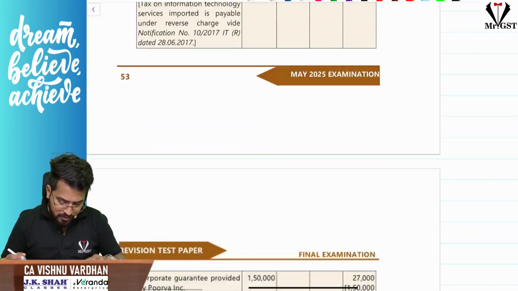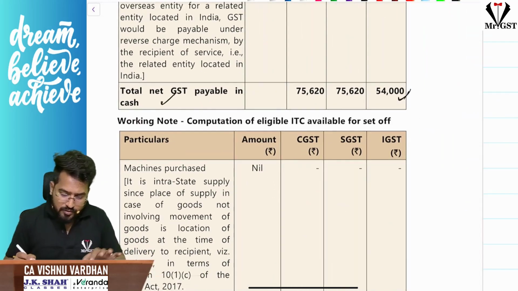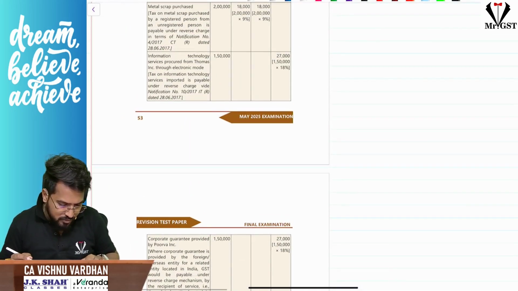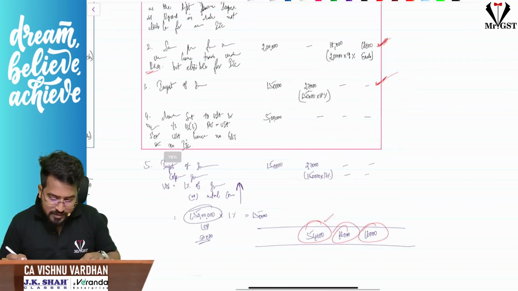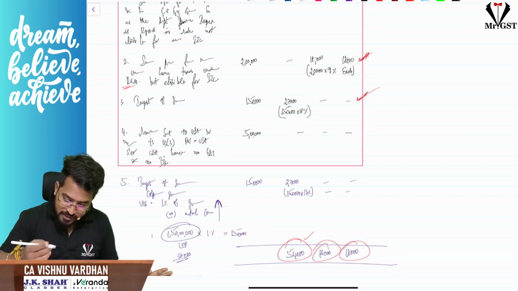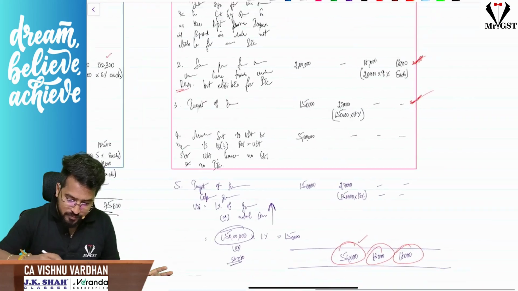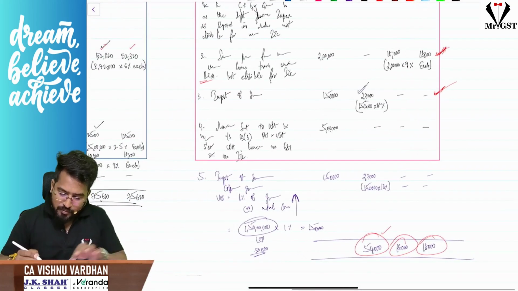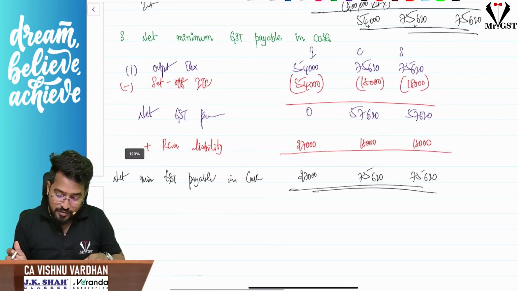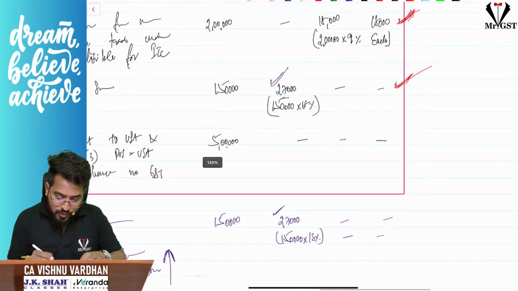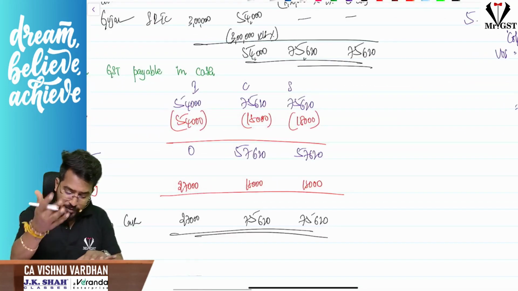So net GST payable, total net GST payable in cash, 54. One second, guys. Again we forgot the corporate guarantee. Sorry, again we forgot the corporate guarantee. This one we have added, but we forgot about this corporate guarantee. Hope you have understood. So there is 27,000 plus 27,000, so here 54,000 IGST. Here again, I repeat, we forgot the corporate guarantee. I forgot, not we. You might be knowing.